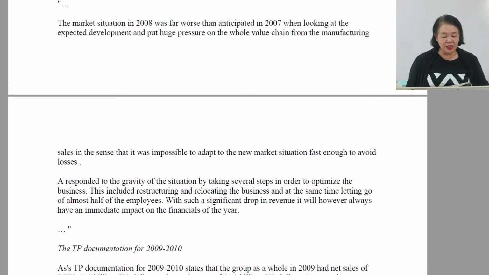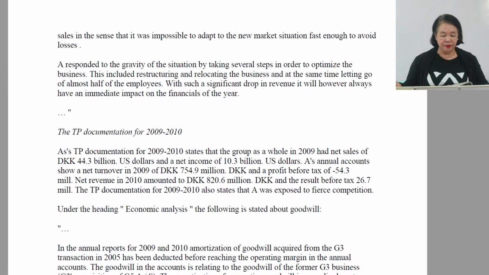So, A responded to the gravity of the situation by taking several steps in order to optimize the business. This included restructuring and relocating the business, and at the same time, letting go of almost half of the employees. With such a significant drop in revenue, it will, however, always have an immediate impact on the financials of the year. So, yung 2008 nila daw is worst, no? Anong nangyari? Almost half of the employees, no? Na natanggal, no? And then there is a significant drop of revenue.